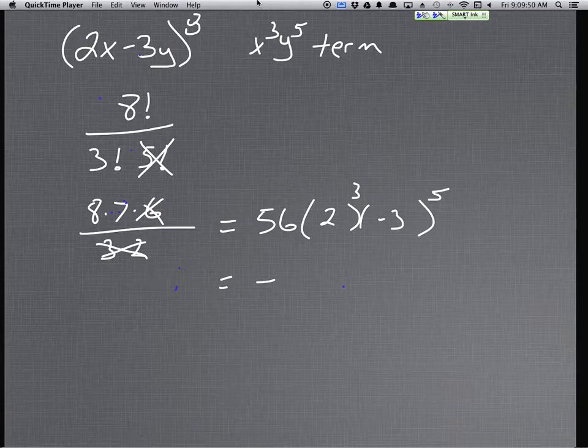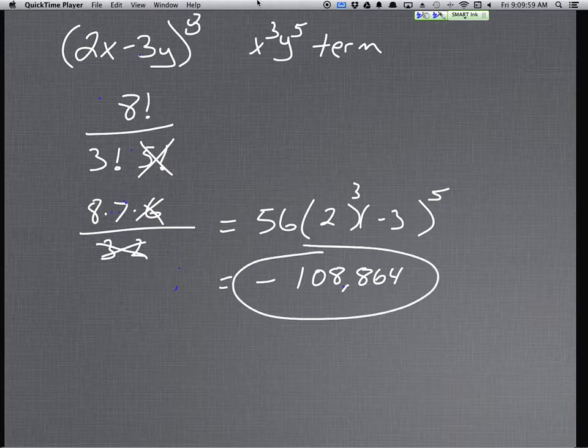What do you got? 864. So we end up with negative 108,864. I got negative 1,000. So what does negative 108,864 represent? The coefficient of x cubed y to the fifth, which is what term? The sixth term. Because the term is always one more than what that is.